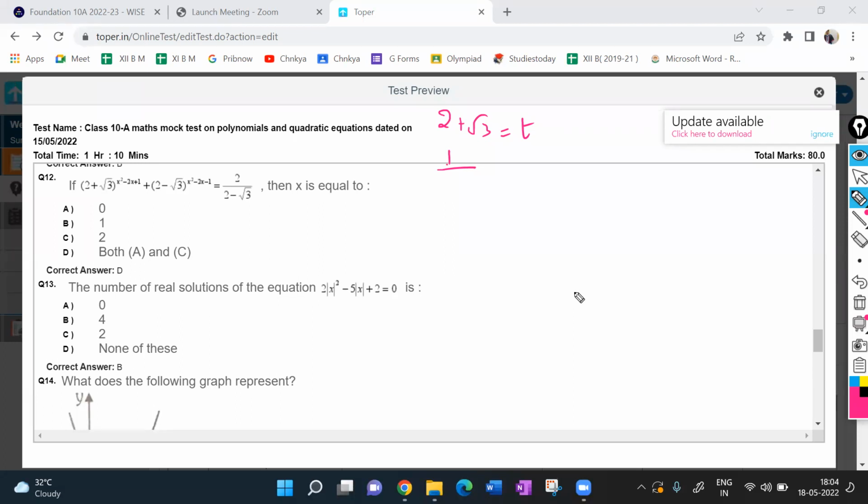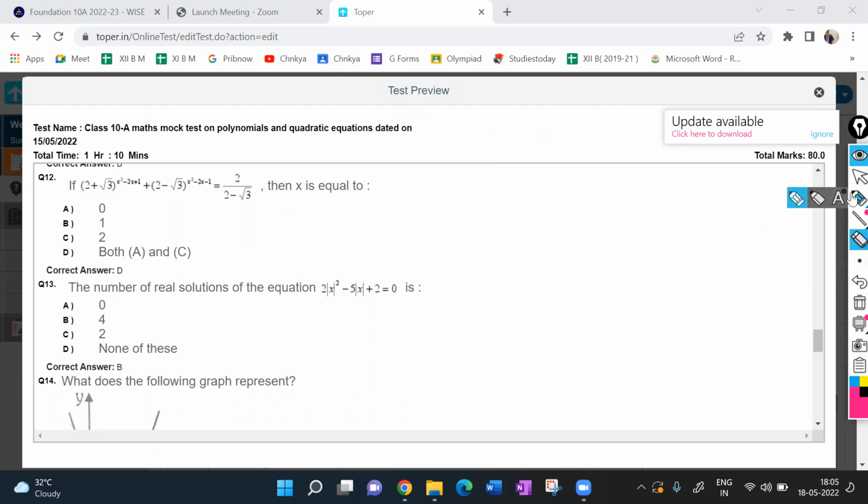Squaring both sides, like we can't do rationalization because... no, we can do it. Yes, sir, rationalization of 1 upon t is equal to 2 minus root 3. Yes, so you can do that. Here it's a quite interesting question and very simple.